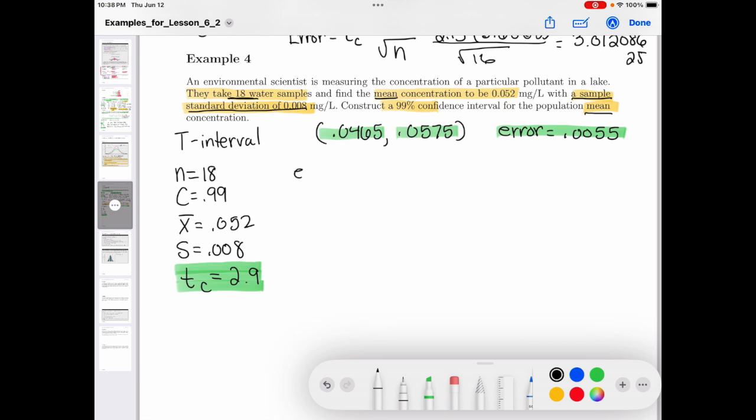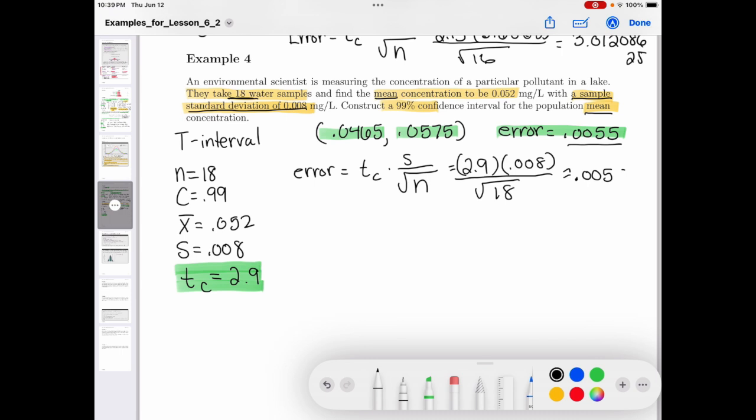So our error is equal to t-critical times the standard deviation divided by the square root of n. So I'm going to take 2.9 times 0.008, which is our standard deviation, and divide by the square root of 18. When you work that out, and when you round it to 4 places, you get 0.0055. So the error checks out.